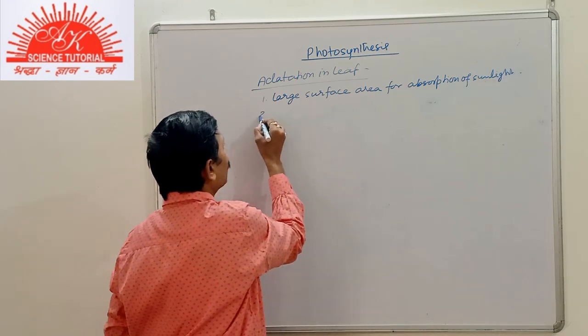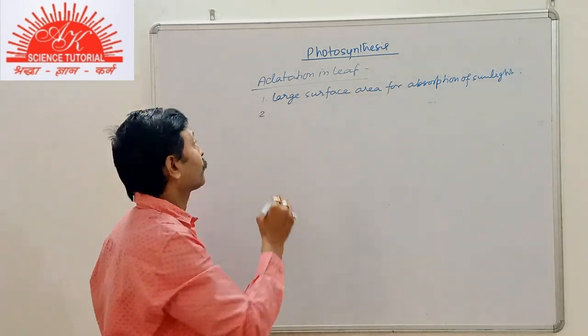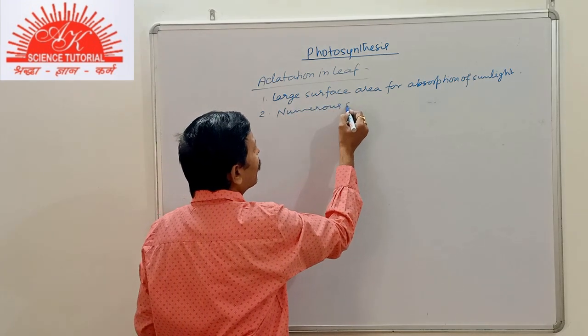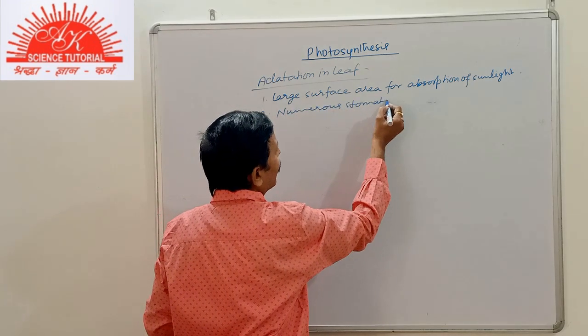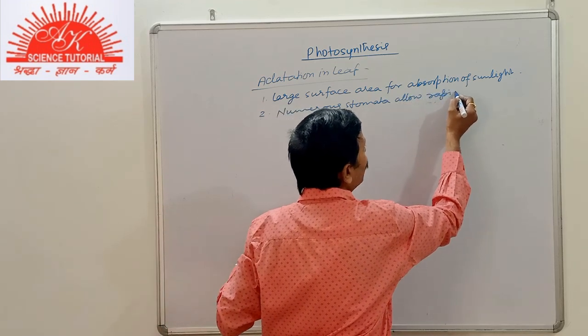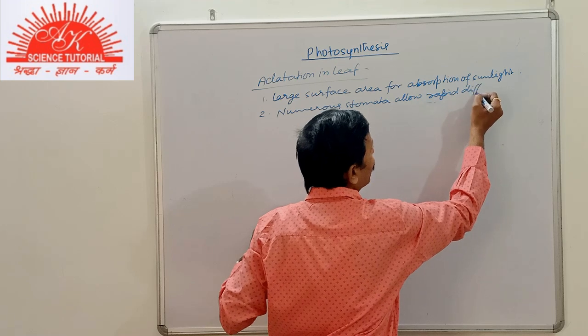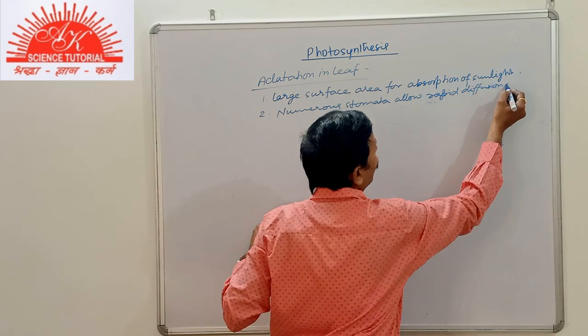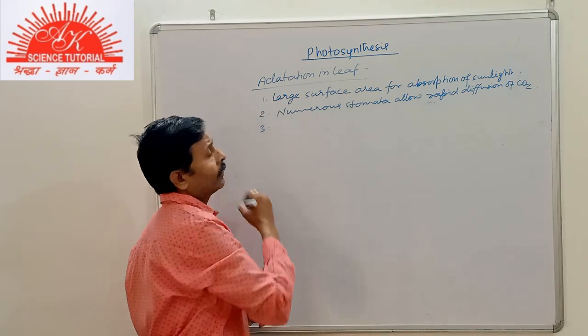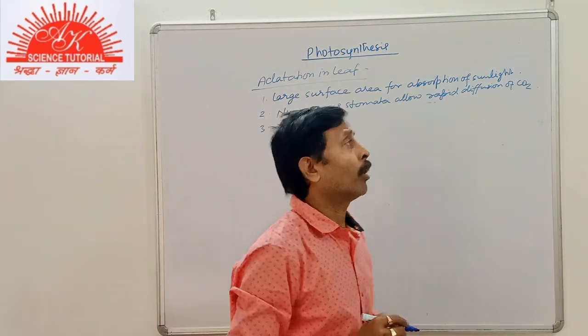That is one adaptation. Second, numerous stomata allow rapid diffusion of CO2. Third, the arrangement of the leaf.